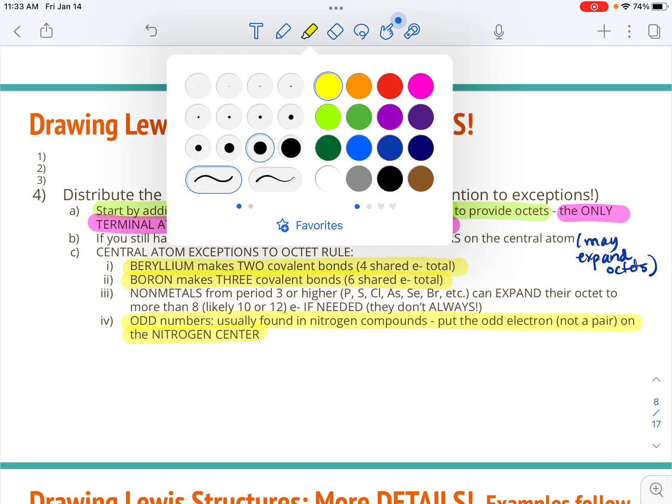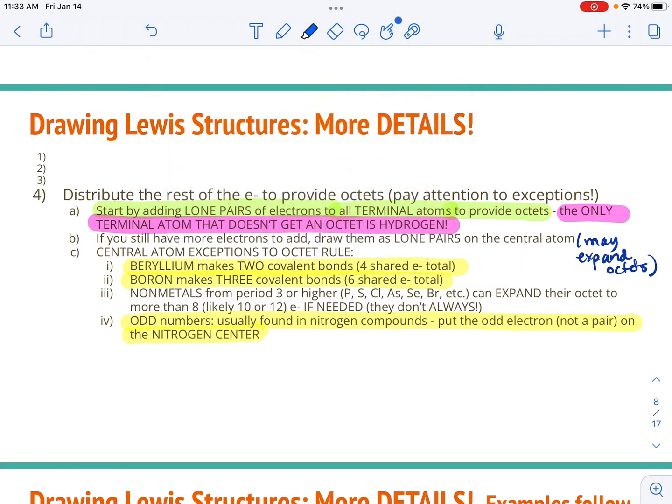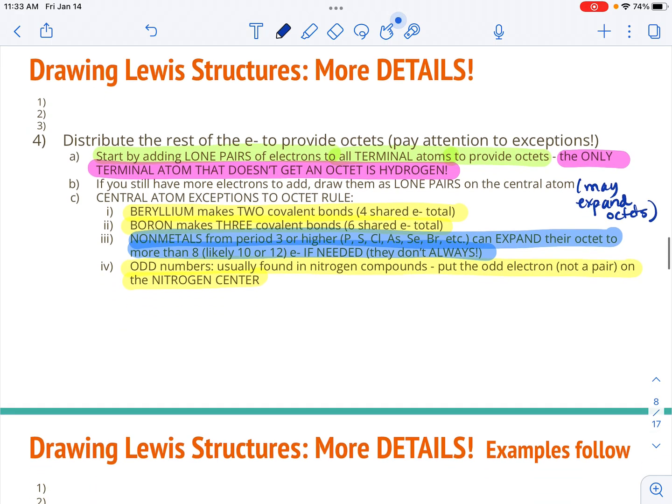I do also want to talk about expanding octets. Remember that we talked about this with electron configurations, that nonmetals from period 3 or higher can expand their octet and may actually expand to hold up to 10 or 12 electrons. They will be in pairs, and these will be the ones that if you have extras and you've added your terminal atoms' octets and you've added the octet on the center and you still have more to draw, you're going to put them on the center, and then you're going to verify that they're actually one of the ones that are allowed to do that.